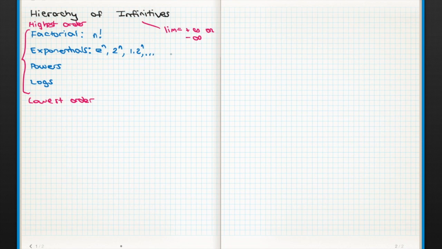You're not going to see exponentials with a base between -1 and 1, because those would tend to 0. So these would be infinitesimals. And also you won't see something like e to the minus n, because when you have a negative exponent, you can rewrite that as 1 over e to the n, and that will also tend to 0. So these are just not part of the hierarchy, and we'll deal with those later.